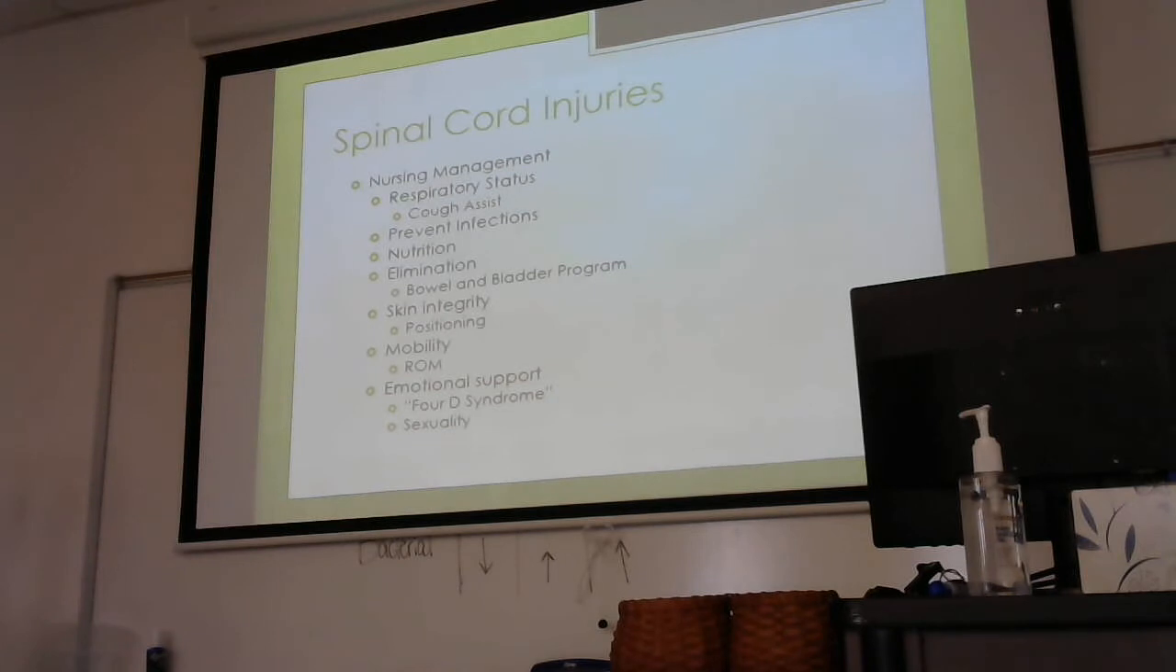Again, elimination is very important for the patient with a spinal cord injury. Knowing their bowel habits, knowing their bladder function, and by the way, most of these long-term spinal cord injury patients, they don't keep Foley catheters. We use urostomies on them. We essentially just take the ureter, bring it to the abdominal wall, and have a bag at the abdominal wall.